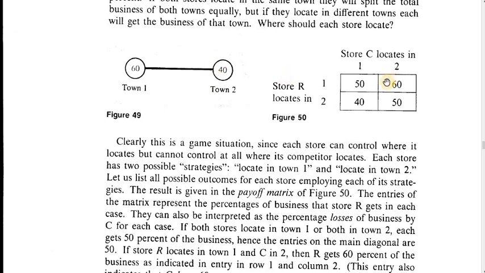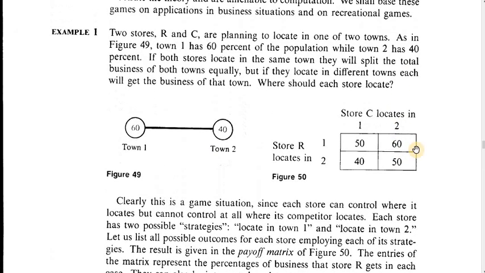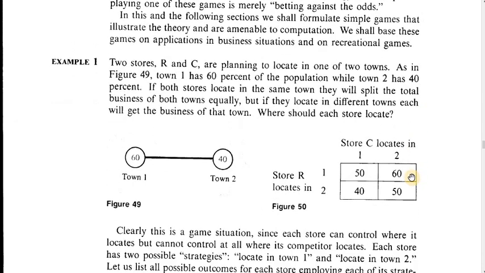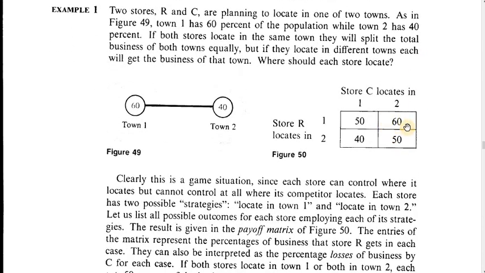So we can put store R's percent here. We can say that store R gains 60%. That's the same thing as saying that store C loses 60%. So store C gets 100 minus 60, which is 40.